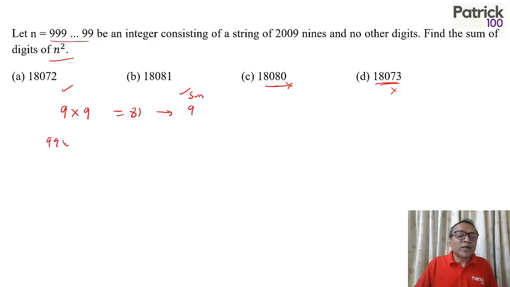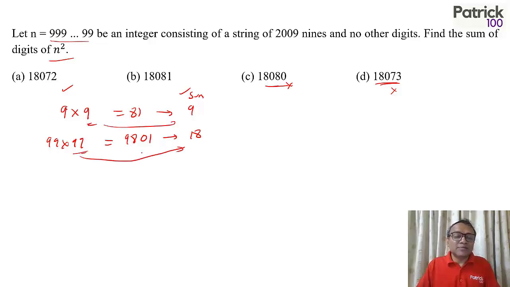Let's say 99 into 99. Not difficult. You can use the calculator, but you can say it's 1 less than 100. So you do 99 minus 1, 98, and 1 square, 01. And if you add the digits, it becomes 18. So with one 9, the sum of digits is 9. With two 9s, it becomes 18. So if there are 2009 nines, then the total sum becomes 9 into 2009.